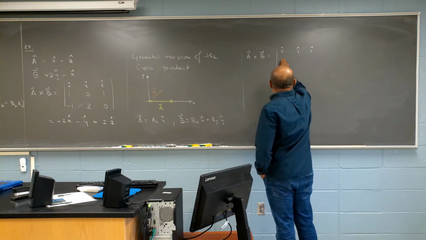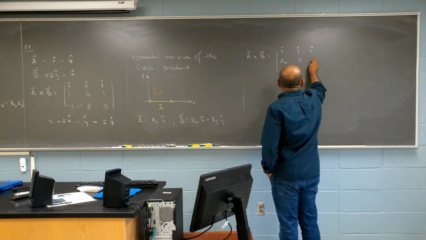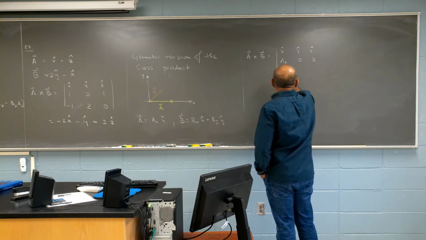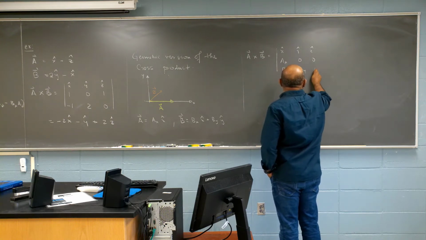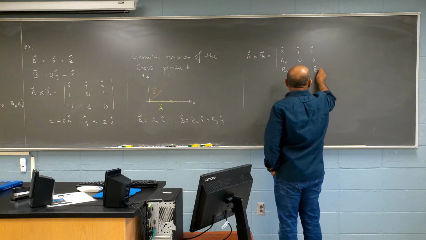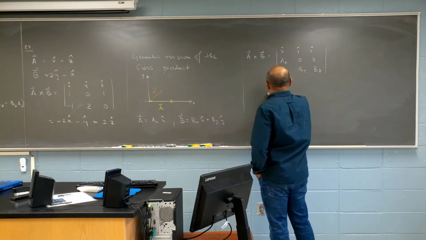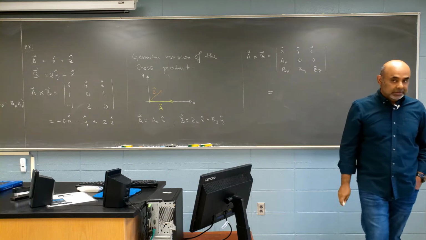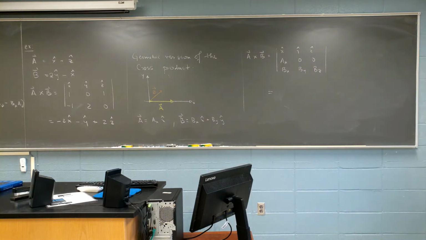AX 0 0, BX BY BZ. Chip, you want to tell me what the cross product is? Take your time. Tell me very quickly, the X component, what is it? 0. What's the Y component?